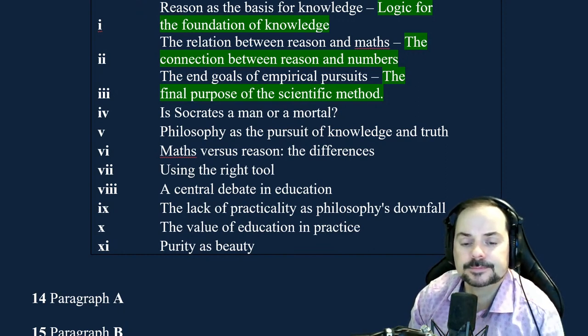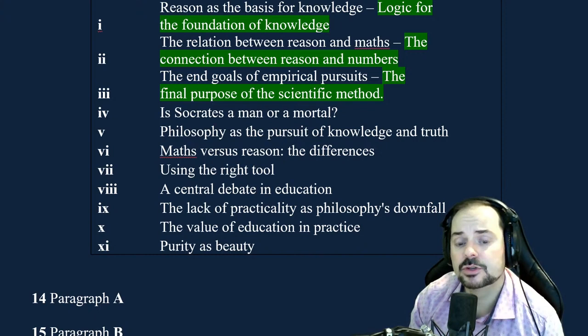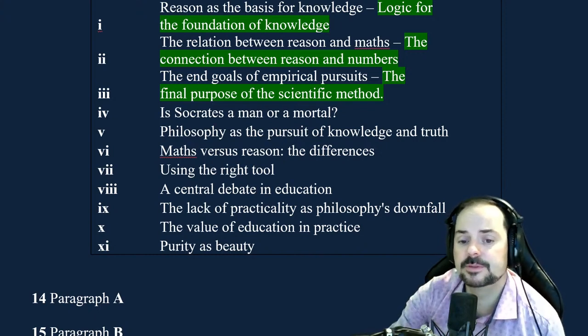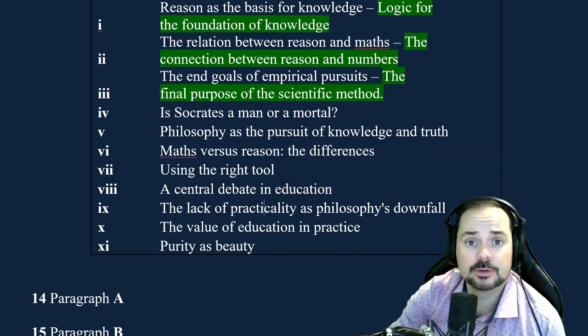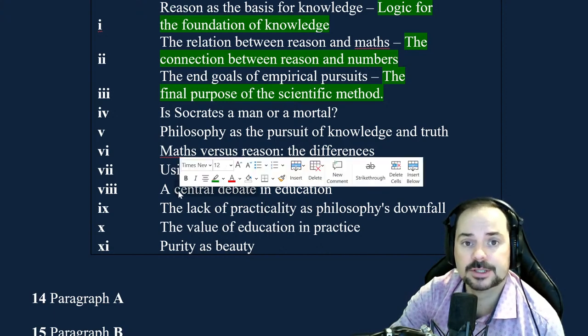A central debate in education. Yeah, that's a good one, right? We see some of the important concepts like education. So this introduction is talking about education. And it's talking about two different beliefs, right? So it's a debate, it's an argument, in education.